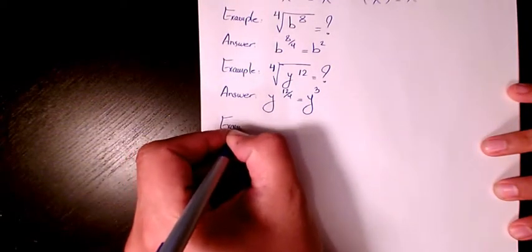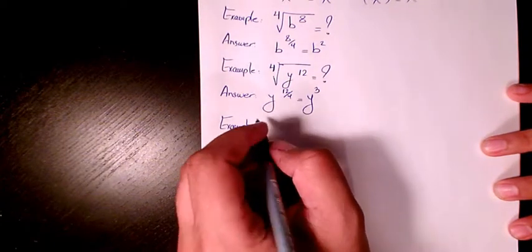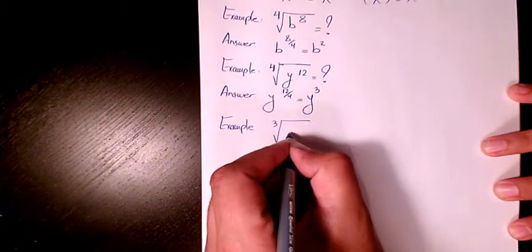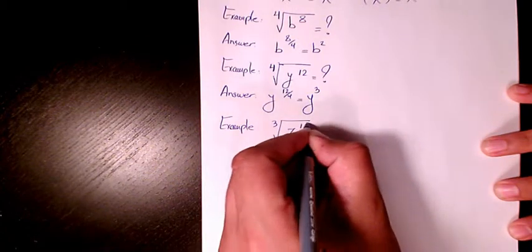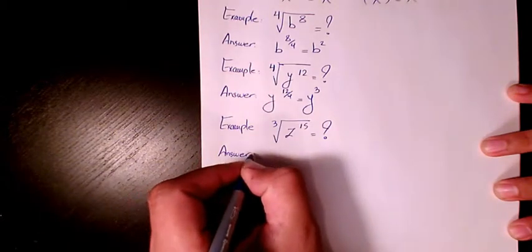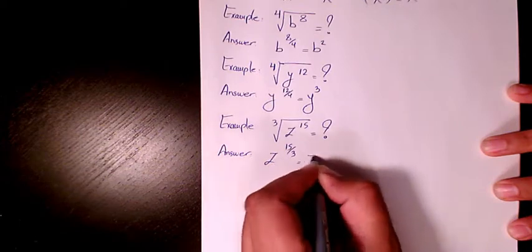Next example is the cube root of z to the power of 15. The answer will be z to the power of 15 over 3, which is z to the power of 5.